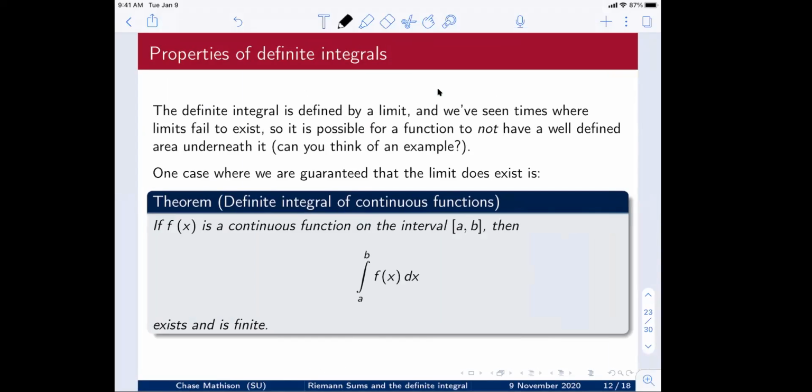So really the thing you need to remember is that if you have a continuous function on an interval a to b, then finding the area underneath that is always going to be a well-defined problem. Okay. Any questions on this?